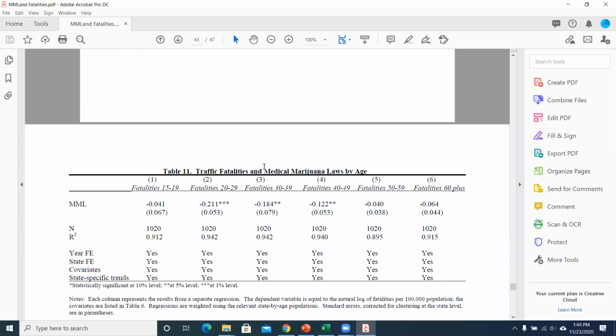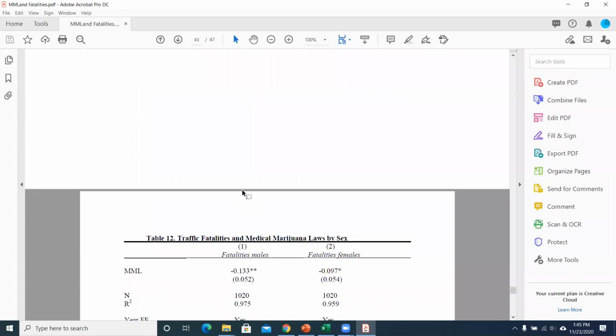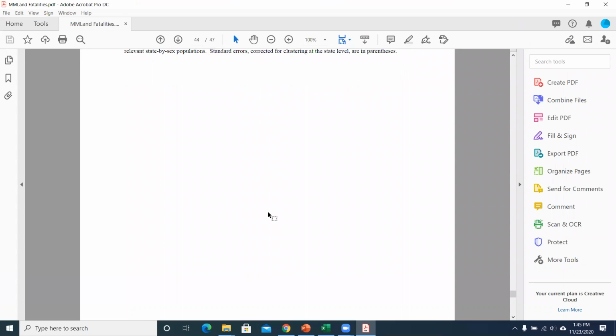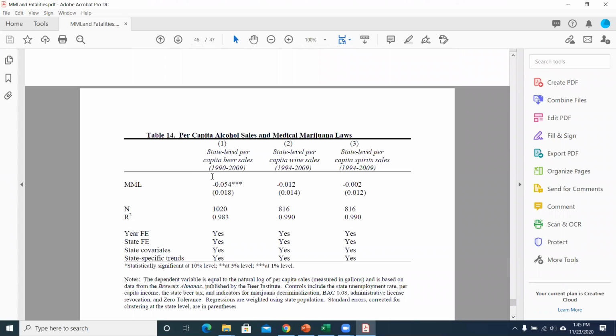However, if we keep going down, you see the effects are strongest for ages 20 to 50, which I think further builds this idea that you're seeing a decrease, a substitution away from alcohol. There wasn't really a slight difference in gender, but that wasn't super interesting.